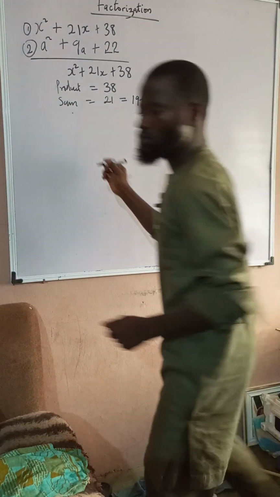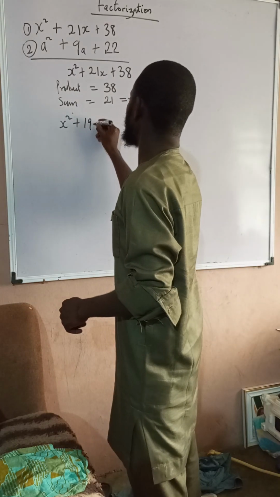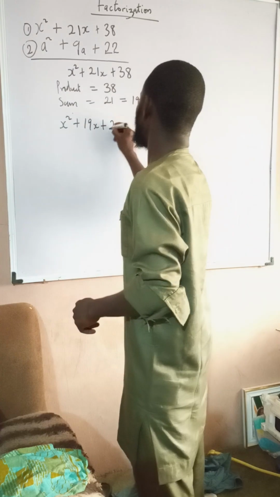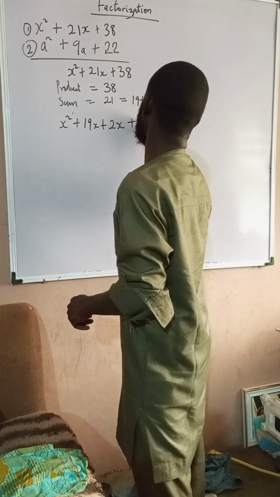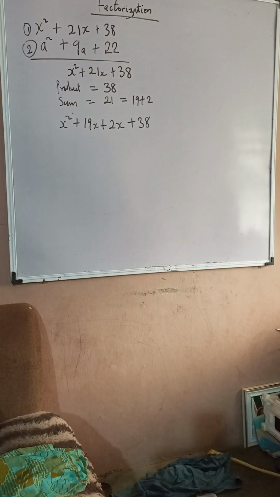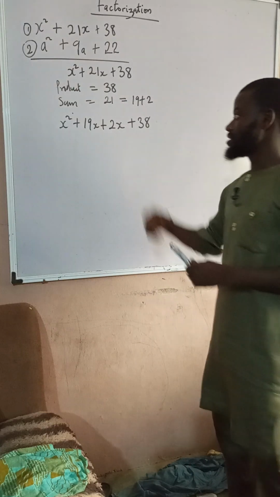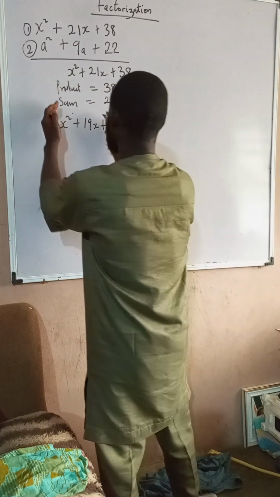Now you say x squared plus 19x plus 2x plus 38. Are you with me? Can you see? So having done this, the next thing is to now take them two by two, like this.